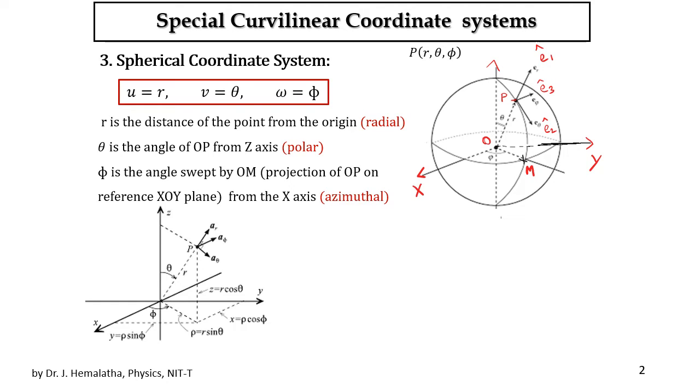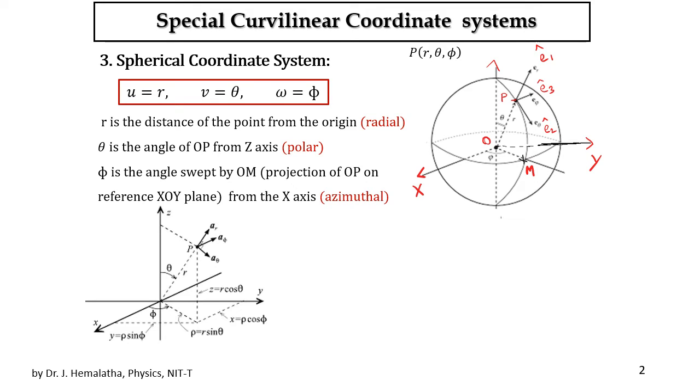And E2 corresponds to the polar angle theta, where theta is the angle made by OP from the z axis. So this OP makes an angle from the z axis, so it can be along this curve segment. And the tangent you need to consider from the point P, the tangent of this circular segment pointing from point P, that forms E2. Similarly, E3 cap corresponds to the azimuthal angle phi, which is the angle swept by OM. So in the horizontal circular section, the tangent of this section should be drawn at the point P. So the tangential vector that is drawn at P is E3 cap.